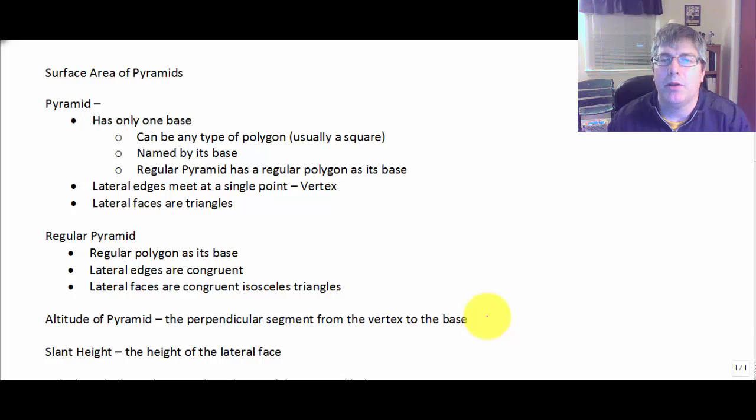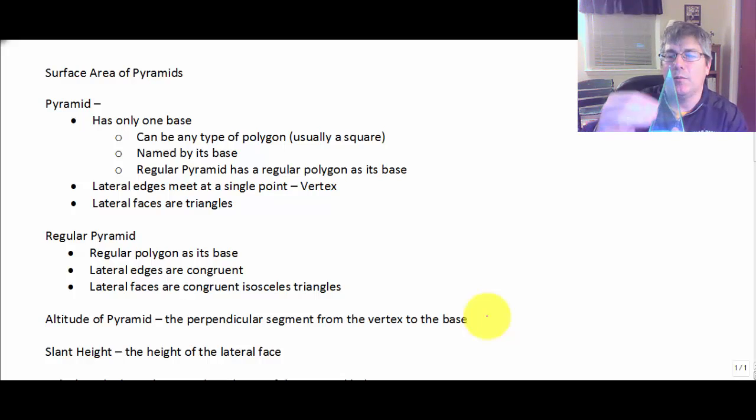And a regular pyramid has a regular polygon as its base. So we could have lots of different kinds of polygons for our bases. Again, most of the time it's a rectangle or a square or a regular polygon.